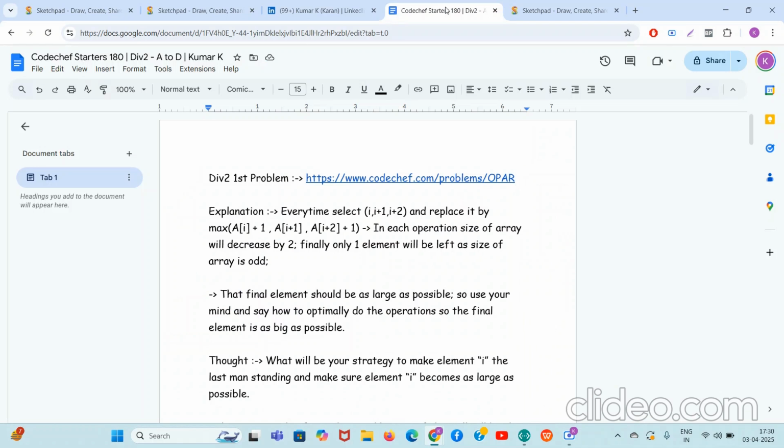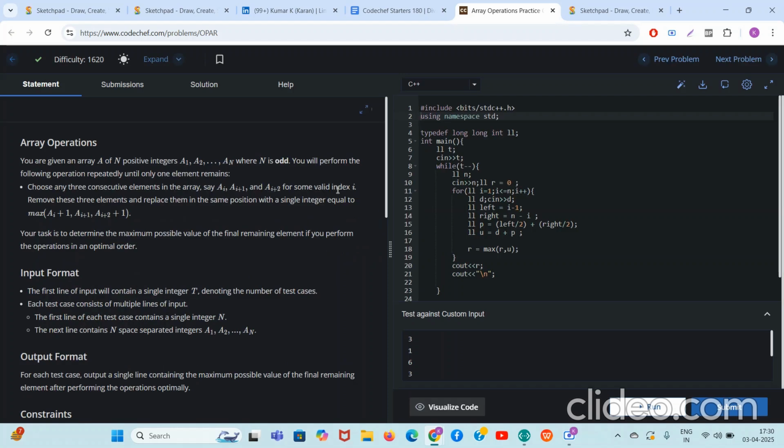Guys, today we are going to discuss, apart from the student selection, the CodeChef Starters 180 Division 2 problems from A to D in a very intuitive manner. So first, let's check the first problem. The name of this problem is Operations on Array.